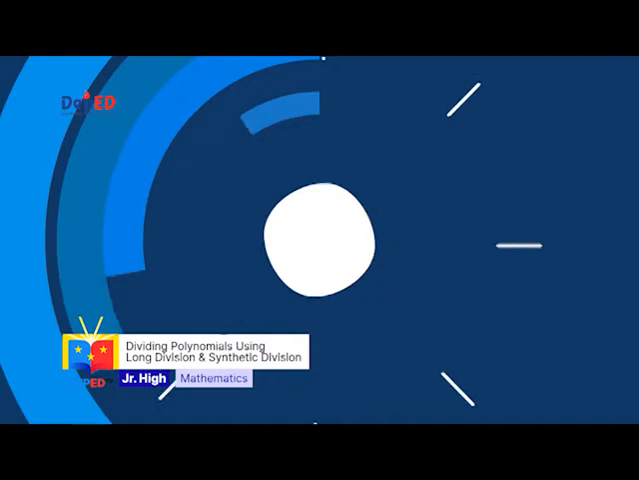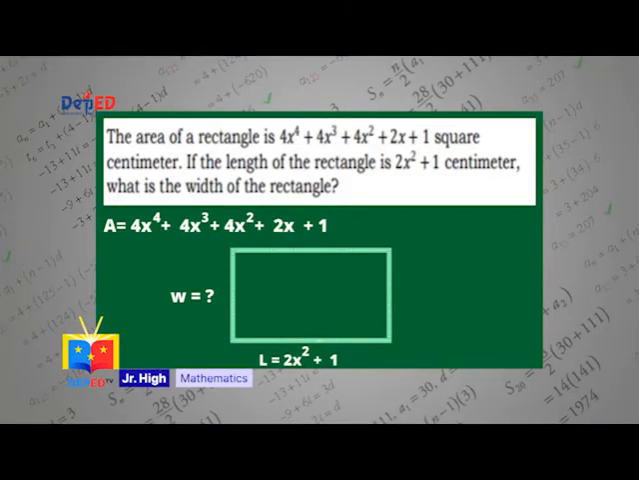Now, let's try this problem. The area of a rectangle is 4x raised to 4 plus 4x cubed plus 4x squared plus 2x plus 1 square centimeter. If the length of the rectangle is 2x squared plus 1 centimeter, what is the width of the rectangle?